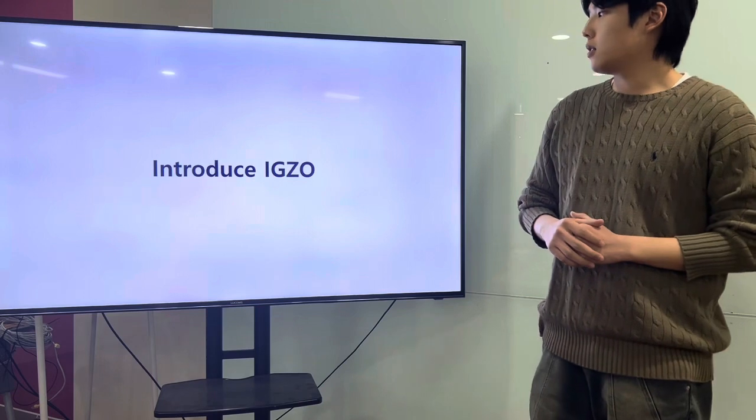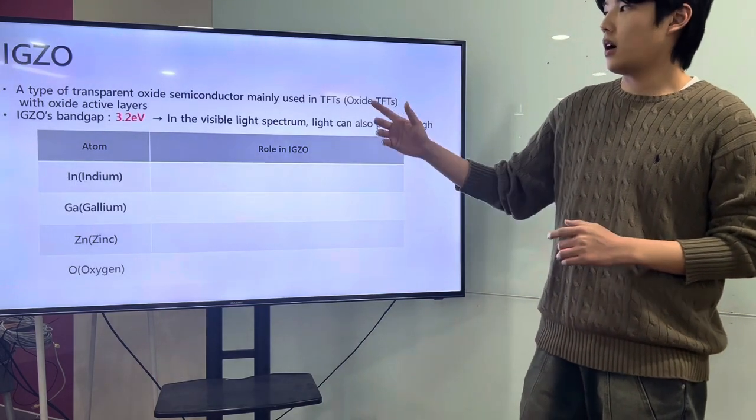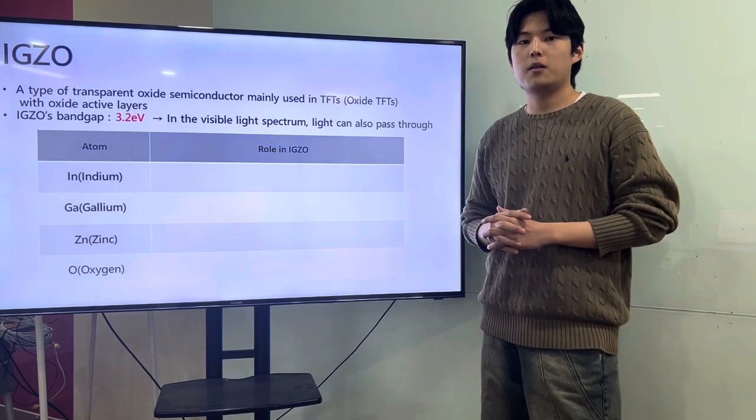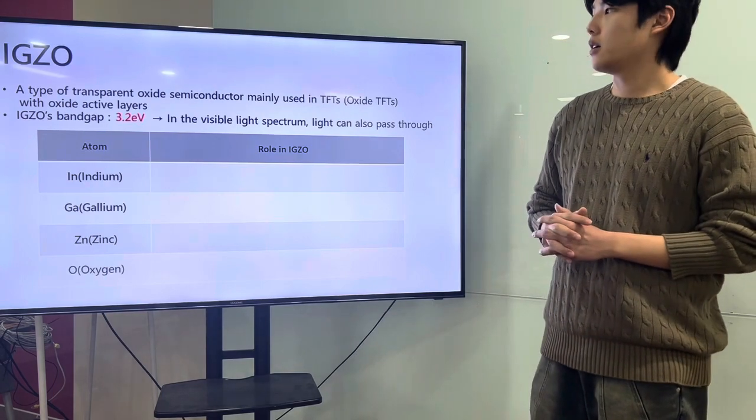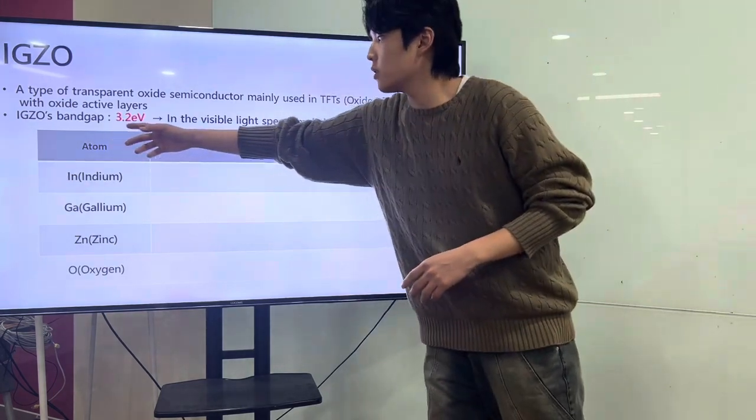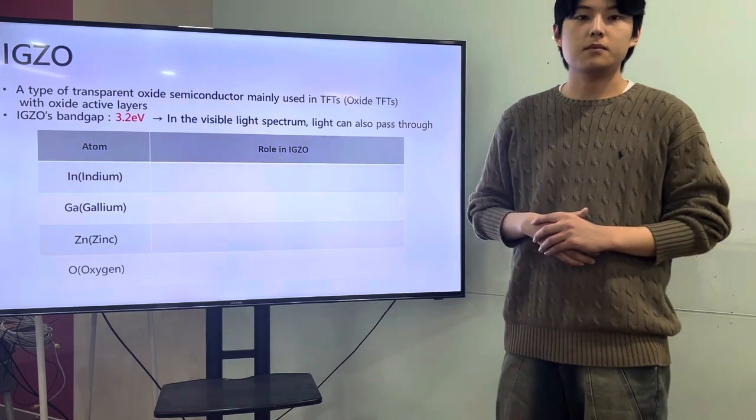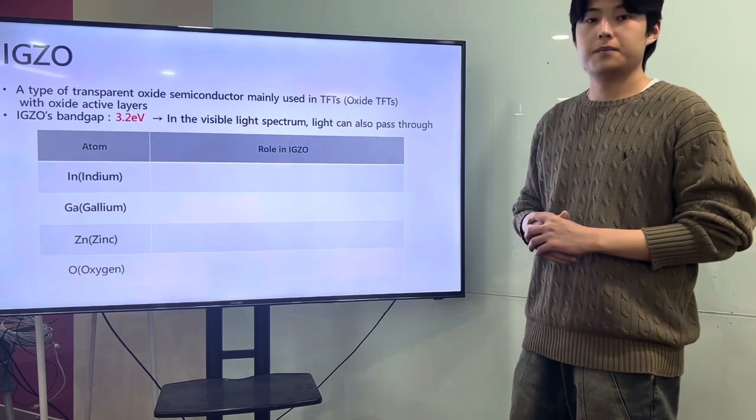Now let's talk about IGZO TFT. First of all, IGZO TFT is a transparent oxide semiconductor with an oxide active layer. IGZO has a 3.2 electron volt band gap energy, allowing it to transmit light in the visible spectrum.